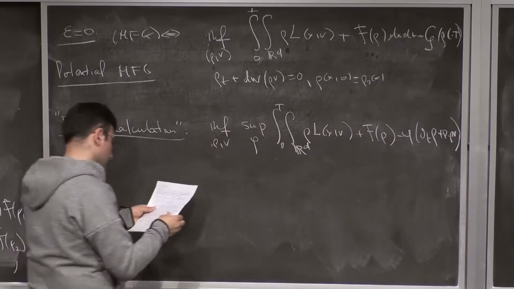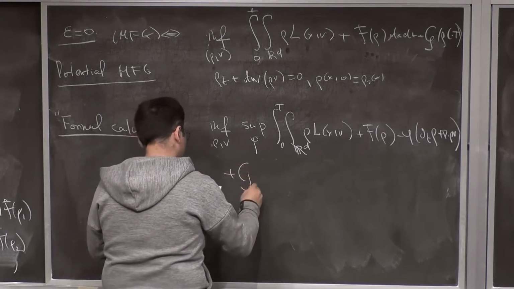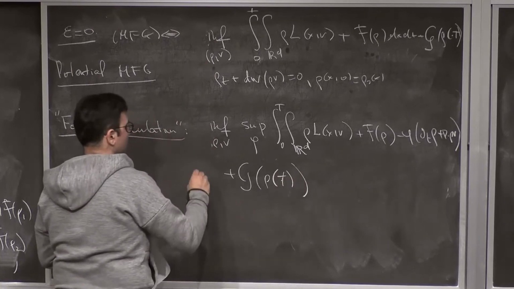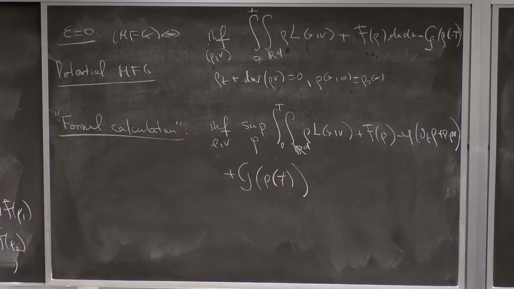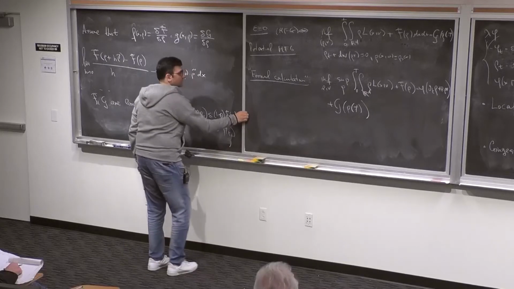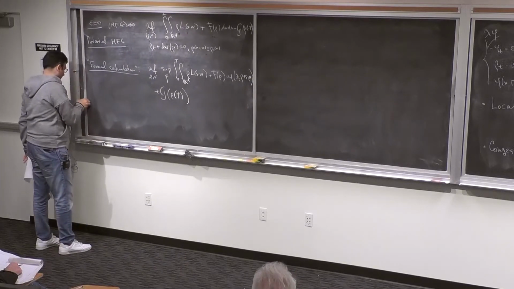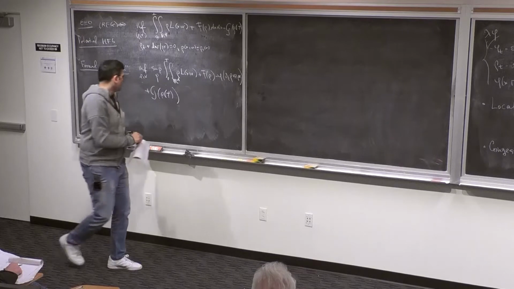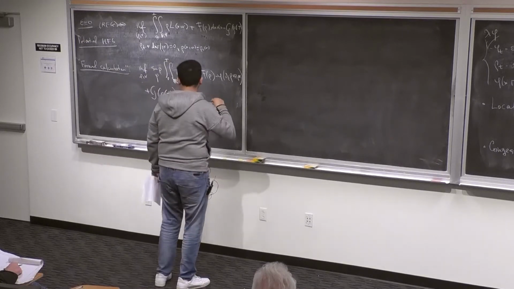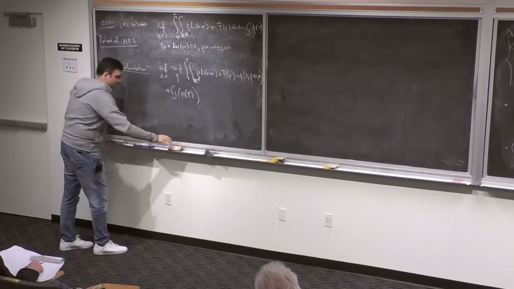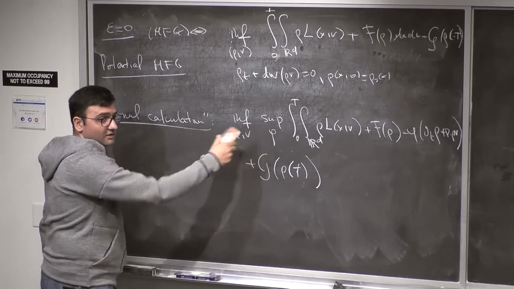Okay, and plus rho t. Okay. And then we do, actually, let me do it here. And then we interchange basically inf and sup. So just to save time, I'll do it here, okay?